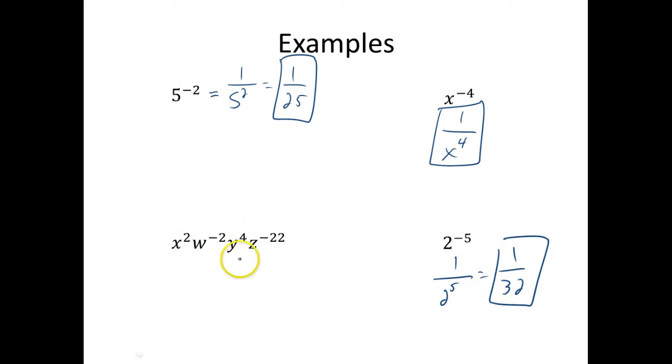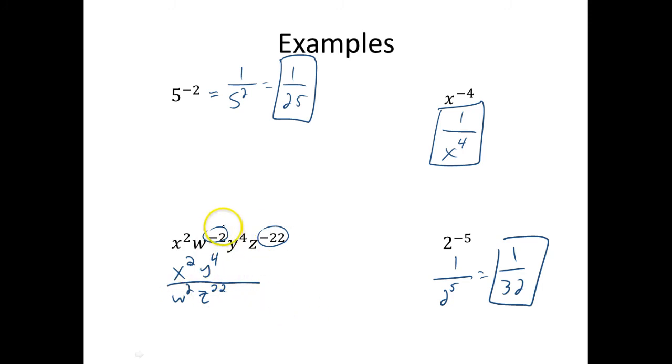Now here we have a little bit more complicated expression, but it still works the same way. x squared doesn't go anywhere, so we just have x squared. w to the negative 2, that's going to go to the bottom, so we have w squared on the bottom. y to the 4th doesn't have a negative, so it's going to stay up top. z to the negative 22, going to go to the bottom, z to the 22nd power. So notice, when we have things that do not have a negative, they just stay where they are. If we have something with a negative exponent, it just gets flipped to the other part of the fraction.